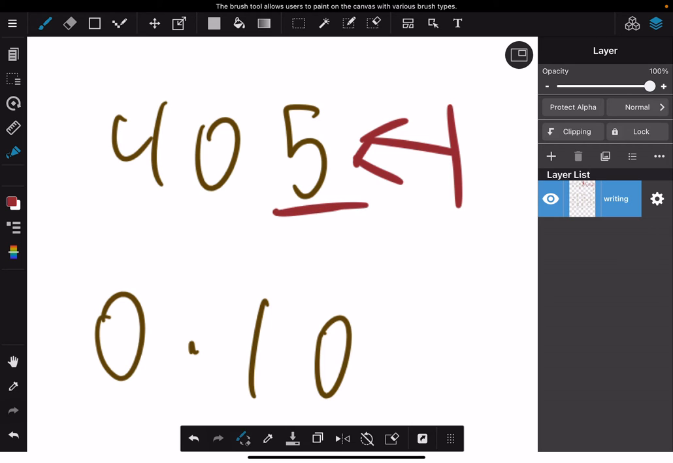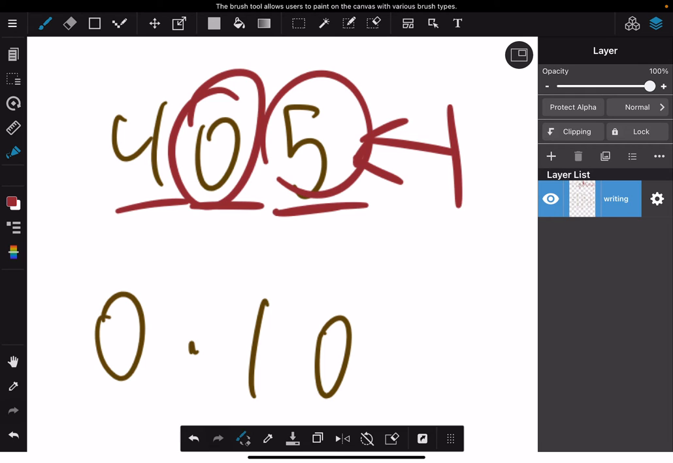Here's our first non-zero number. So we count this one and we count all the numbers after it, even this 0, because it comes after the first non-zero number. So this number has 3 significant figures.